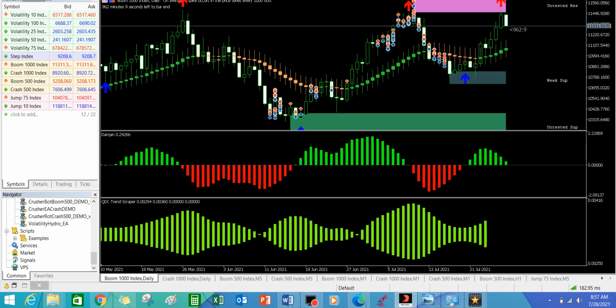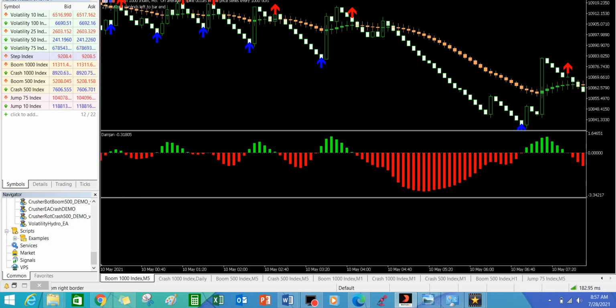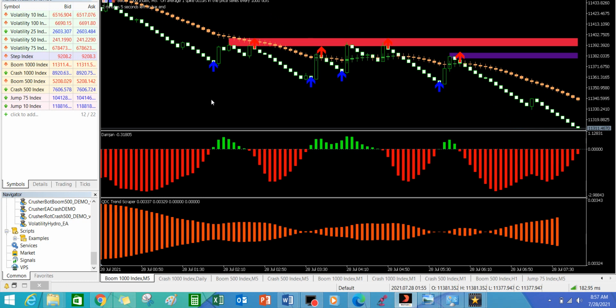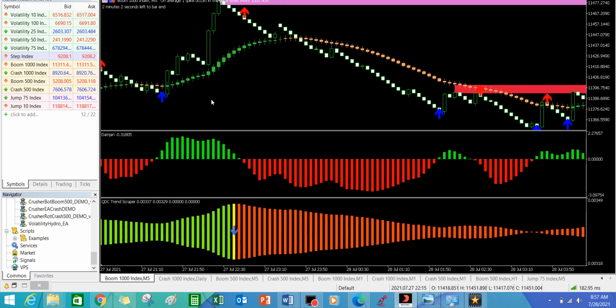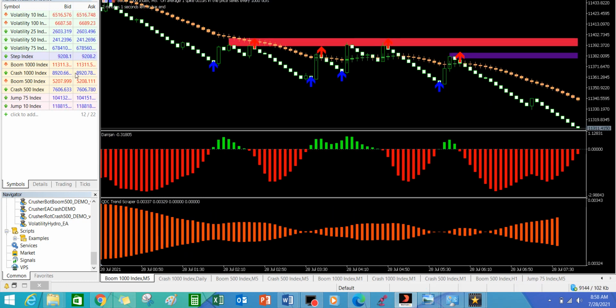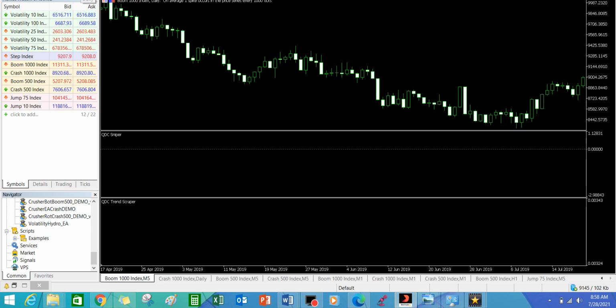If you go to a lower time frame, you're going to see right there that it is going down more. You can see it. This is the 5 minute time frame. You can see that it is selling at this particular point. But let's go back to day one.